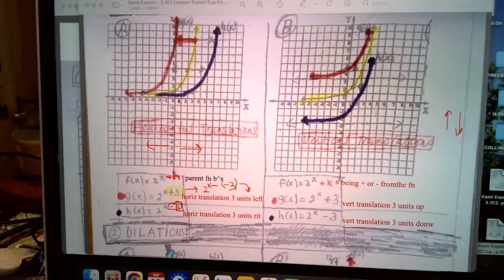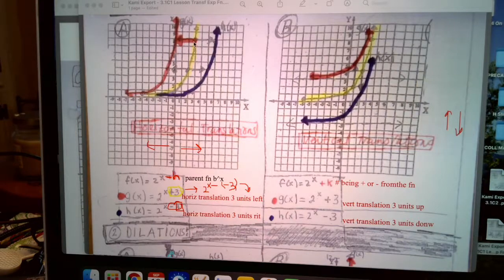The parent function is in yellow. The parent function will always be b to the x power. So in this case, it's 2 to the x. That's graphed in yellow up above. In red is the function 2 to the (x plus 3). That is causing a horizontal translation 3 units left.